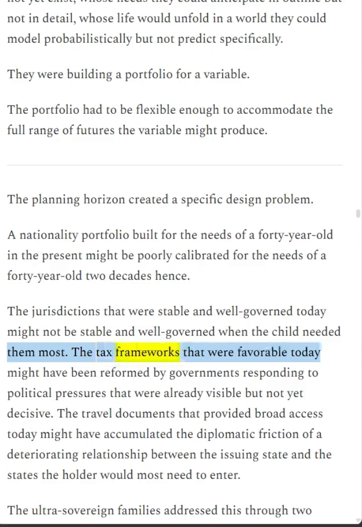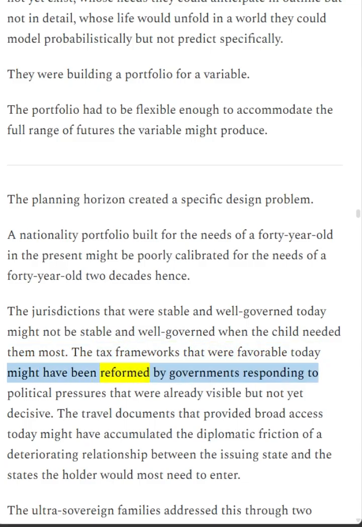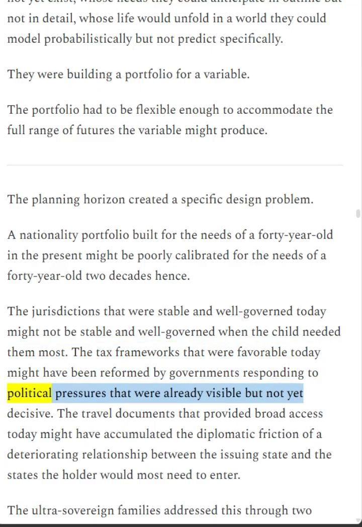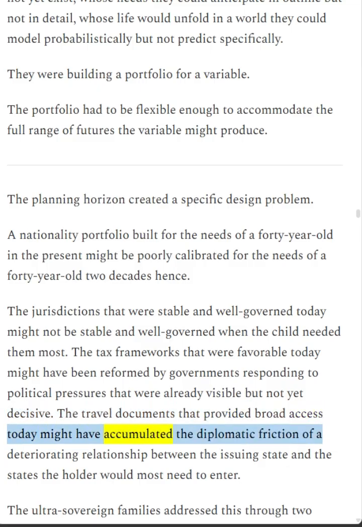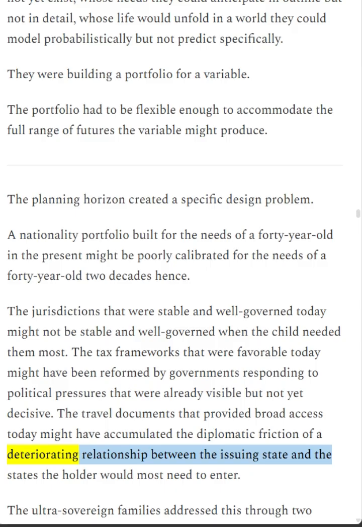The tax frameworks that were favorable today might have been reformed by governments responding to political pressures that were already visible, but not yet decisive. The travel documents that provided broad access today might have accumulated the diplomatic friction of a deteriorating relationship between the issuing state and the states the holder would most need to enter.